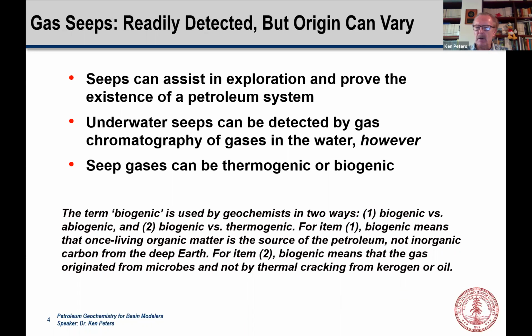Let's talk a little bit about gas seeps. There's been a lot of gas seep analysis in the past, and there still is a lot of work looking for gas seeps, either visible or invisible. And seeps, when they're actually visible, can assist in exploration and prove the existence of a petroleum system. The underwater seeps can be detected by gas chromatography. We can see them as bubble trains using side scan sonar and so forth. However, seep gases can be of several origins. We can get thermogenic gases. If you're searching for thermogenic hydrocarbons, that's a good thing. They can also be biogenic. And in some cases, that's just a superficial product of microbial metabolism in the shallow sediments.